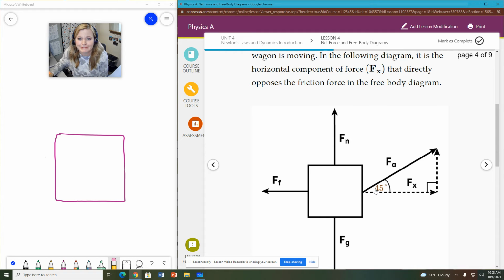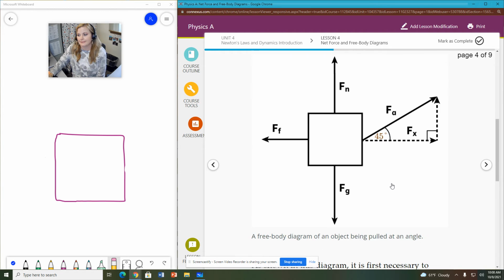Oh man, did you think we were done with that stuff? We are not done with that stuff. You won't be, because in the real world, everything isn't going to be perfectly horizontal and perfectly vertical. There are going to be things applied at angles. And so that's what is happening here.